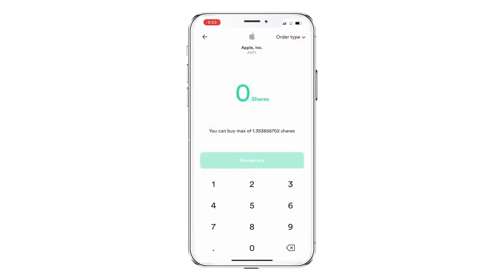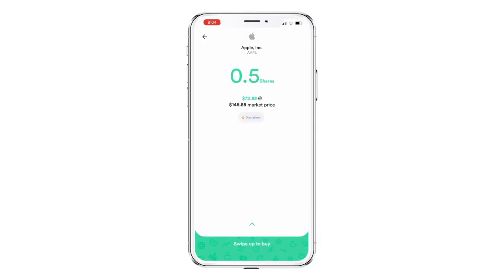Another order type is buy in shares. So, with the amount I have available, I can buy a maximum of 1.3538566702 shares. So, kung per shares naman, pwedeng kunyari 0.5 shares ang bibilin ko. Preview buy, that's worth $72.92.